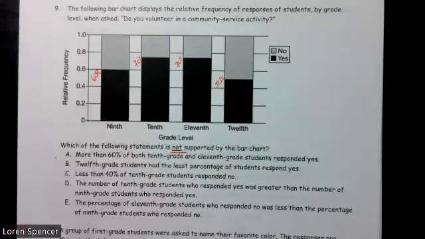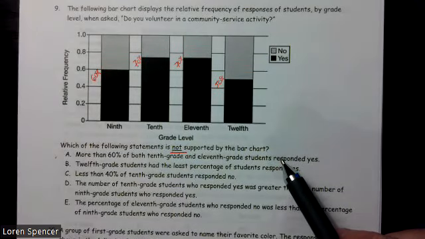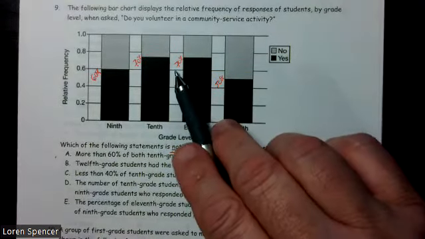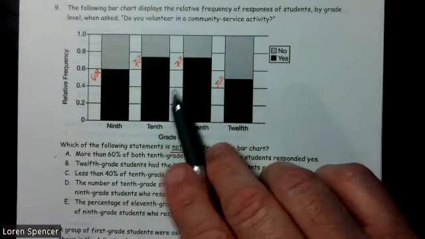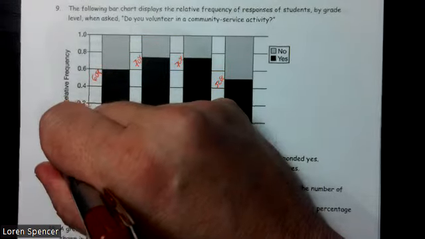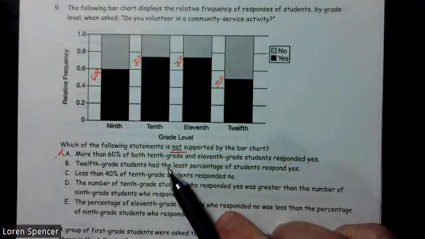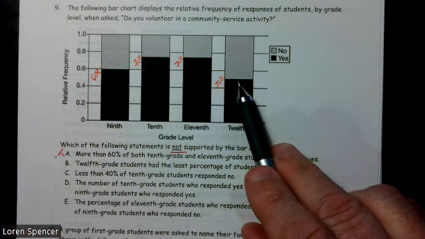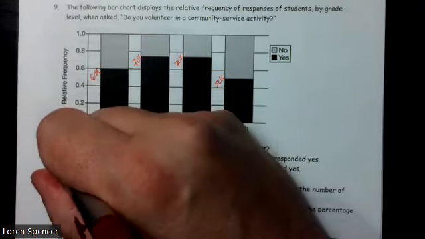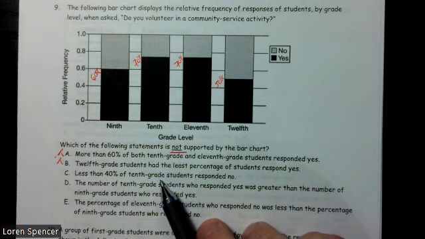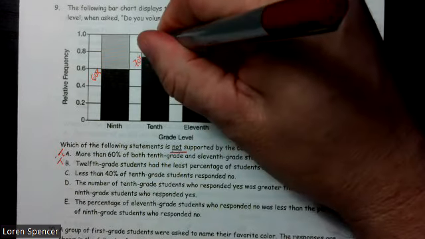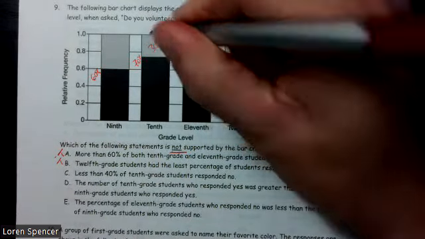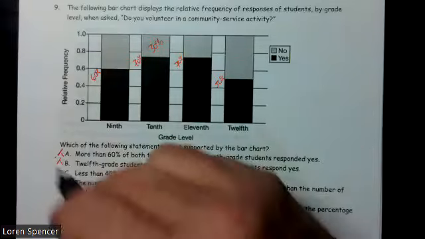More than 60% of both 10th graders and 11th graders responded yes. Well, I look at it and that's 70% for the 10th graders. That's a true statement. 12th grade students had the least percentage of students respond yes. Yeah, they're at 50%. They definitely had the least percentage. Less than 40% of 10th grade students responded no. Well, if this is 70%, that means 30% said no. So yes, that's also true.